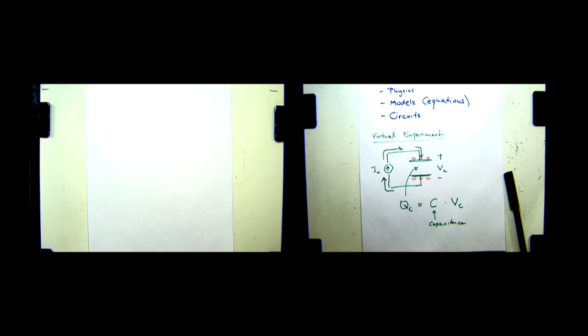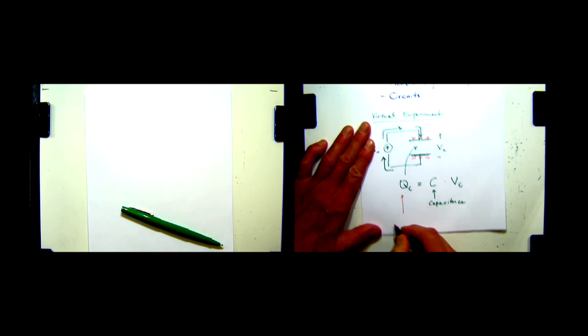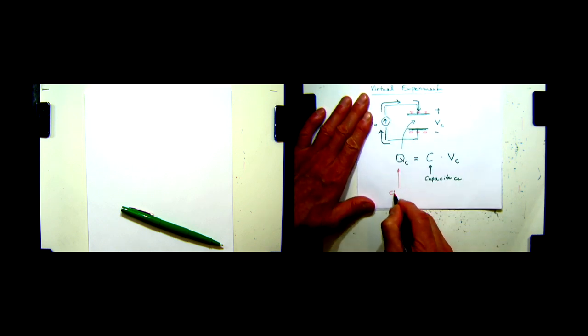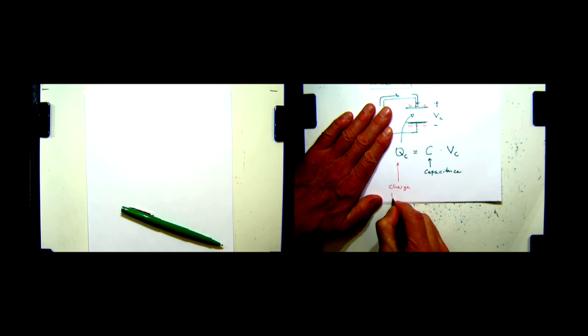And now we've already derived, intuitively, the equation that describes a capacitor. The first term here, that's charge. And what's the unit of charge? Coulomb. Okay. Coulomb. C.